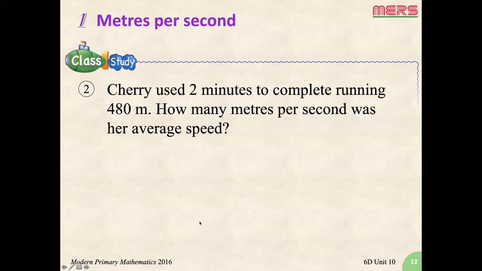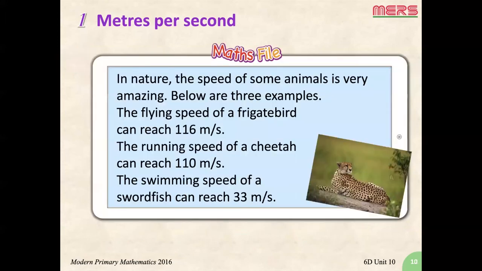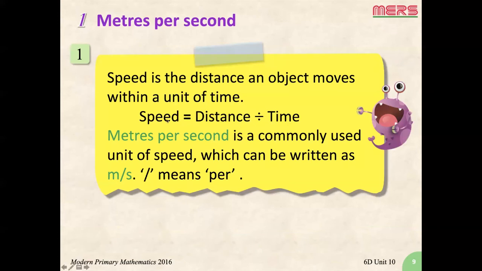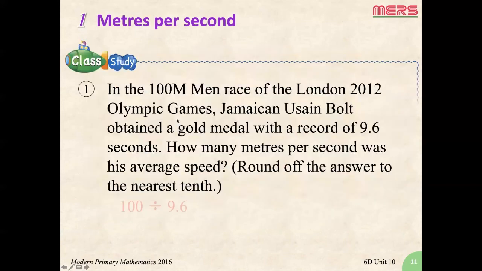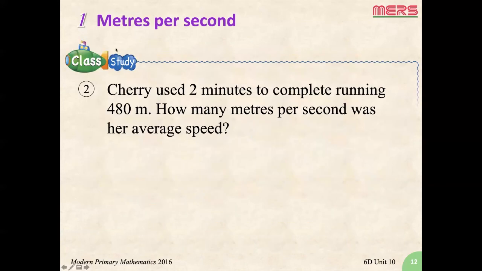Okay, another one. Cherry used 2 minutes to complete running 480 meters. So how many meters per second was her average speed? So also finding average speed. So let's go back to the hints here, the notes. Here we have to use distance divided by the time to find the speed. So here we have to use the distance of the race, that is 480, divided by the time, 2 minutes.